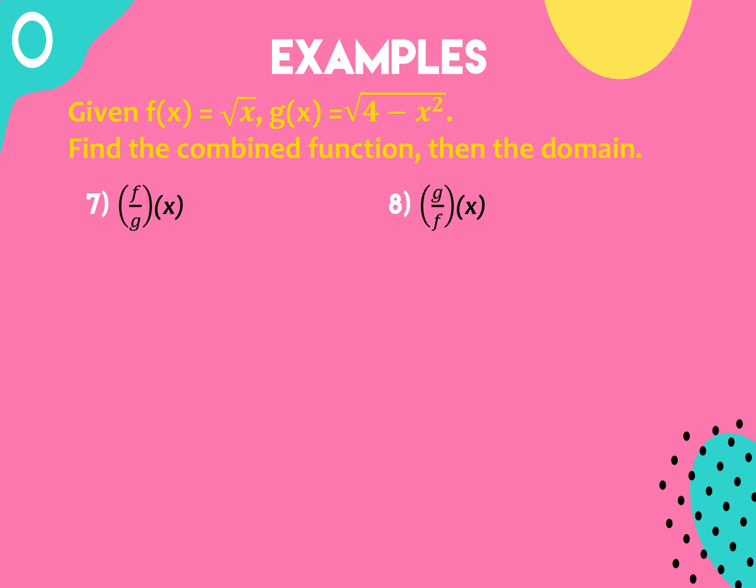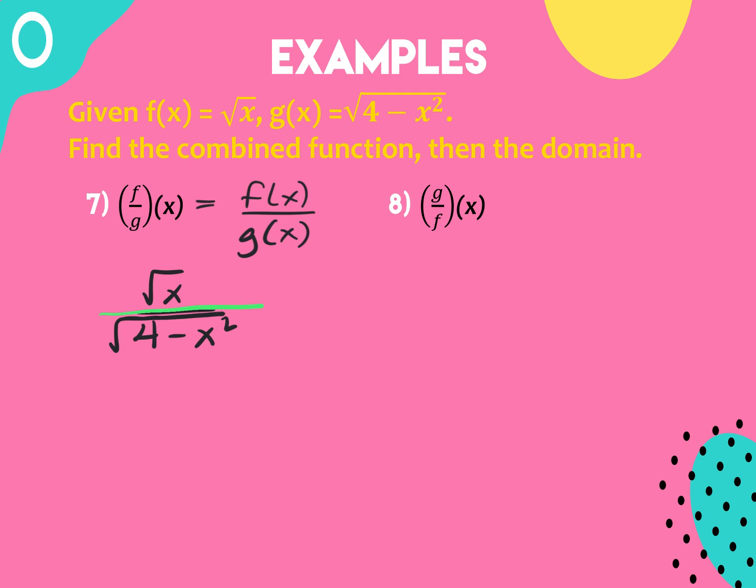So for number 7, what this means is I'm really just doing f of x divided by g of x. My f of x function is the square root of x. My g of x function is the square root of 4 minus x squared, under the radical. I'm done. I don't need to simplify anything here. It just asks me to plug it in. So just remember this is a fraction bar here.